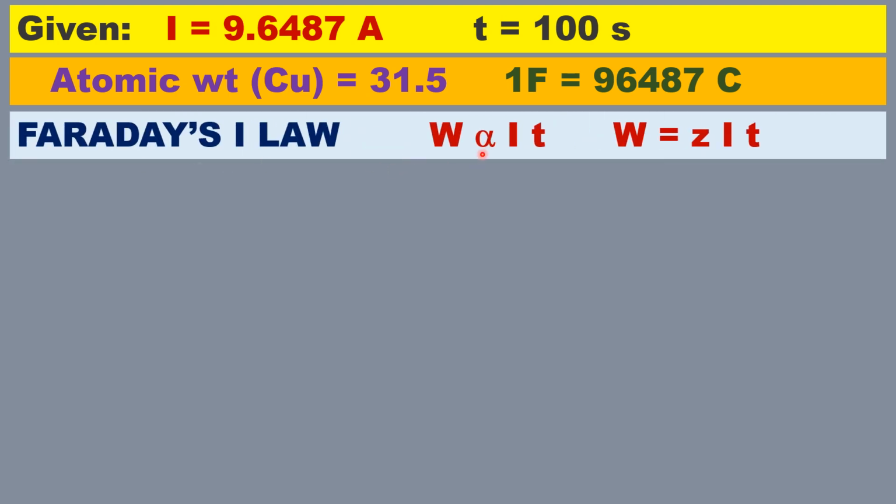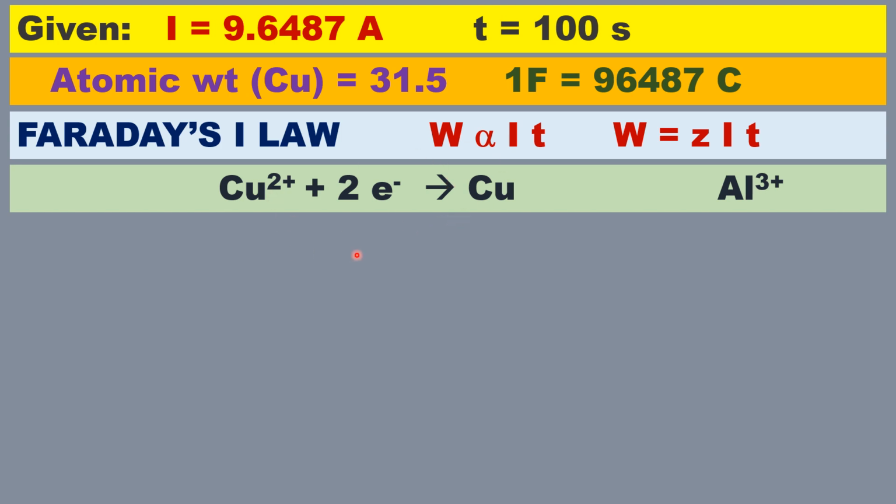According to Faraday's first law, the amount of copper deposited is directly proportional to I into T, where I is the current and T is the time. So it depends on how much current you pass and how long you pass the current, where Z is the proportionality constant called the electrochemical equivalent of copper in this case. When 1 ampere current is passed for 1 second, then W equal to Z.